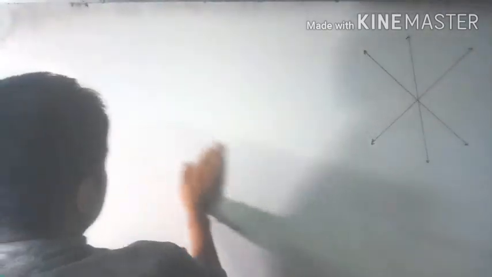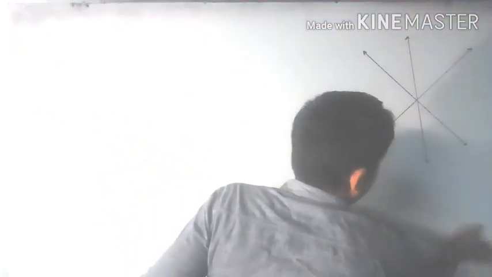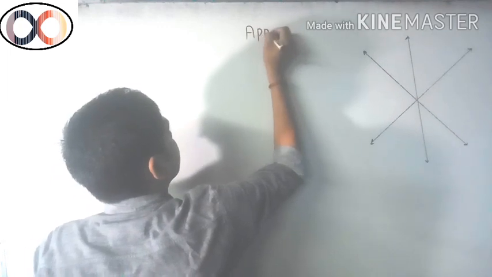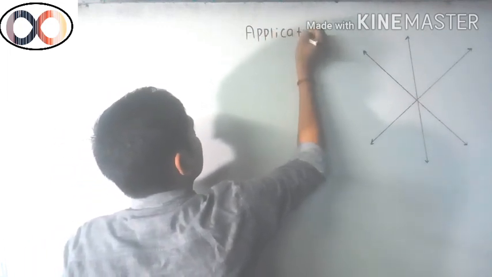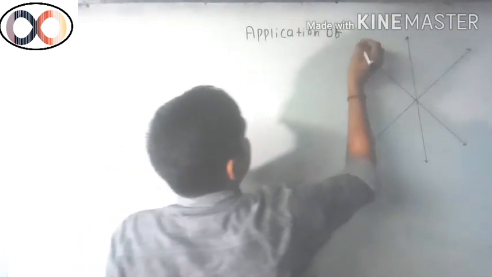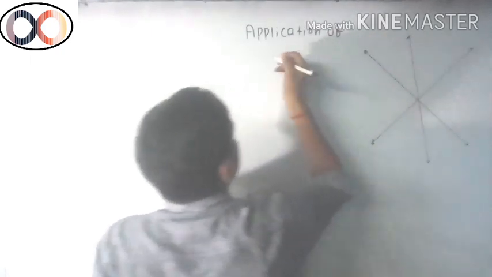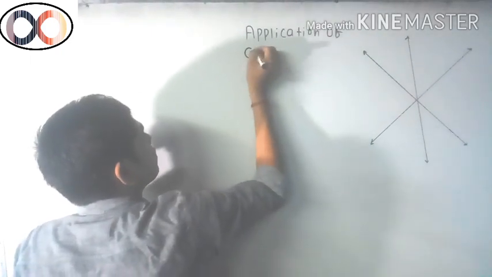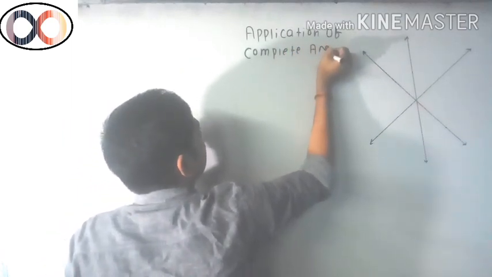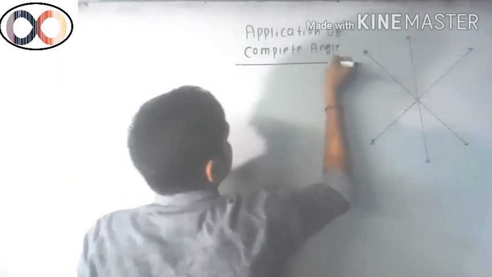Today we are going to discuss some questions regarding the application of the corollary of linear pair axioms. Today's topic is application of complete angle. This is the topic.